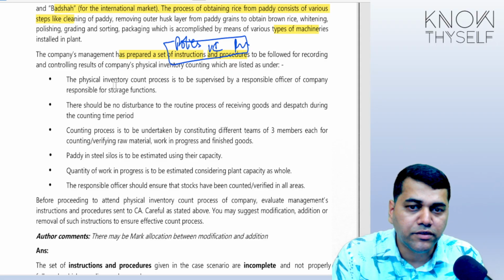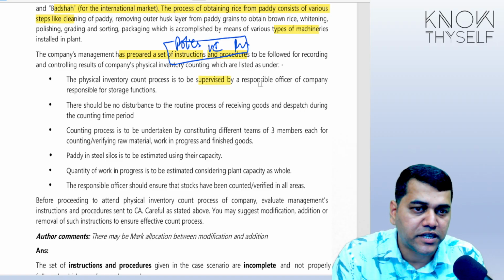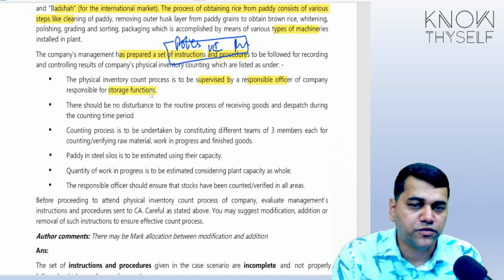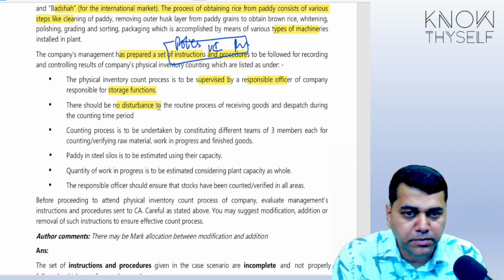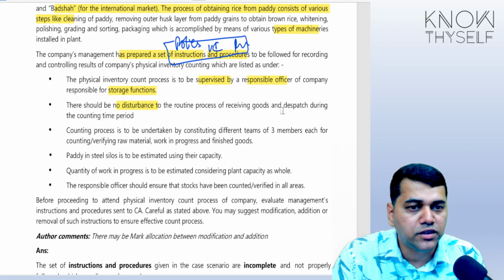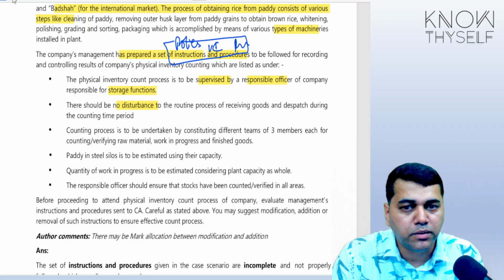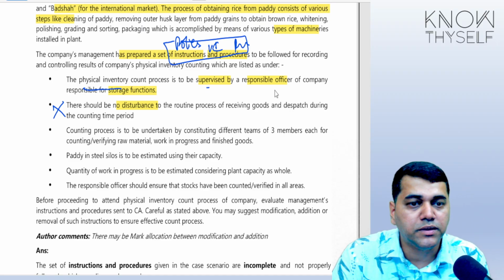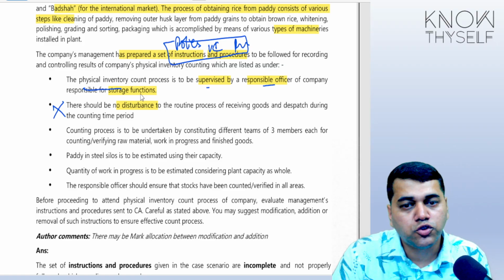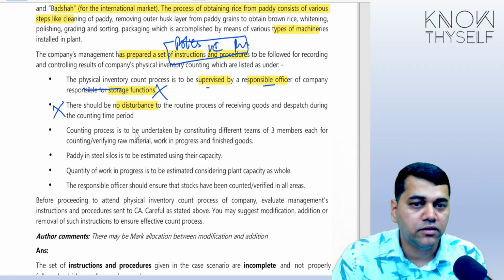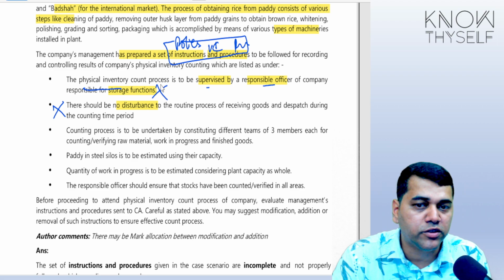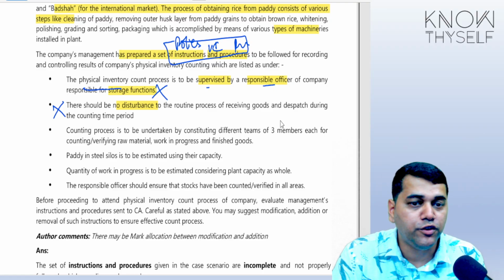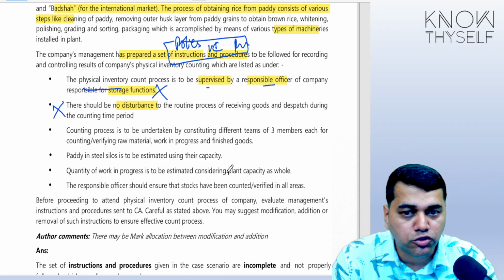Like, the physical inventory count process is to be supervised by a responsible officer who is responsible for storage functions. There should be no disturbance to the routine process of receiving the goods during the counting period. You remember, they say that you should not do it. Physical inventory count should be supervised by the person responsible for the storage function. No, they should not be involved there. Why should they supervise? Because they are only responsible, because they are having custody. And your process should be stopped when you are doing counting. But they say that no, it should not be.